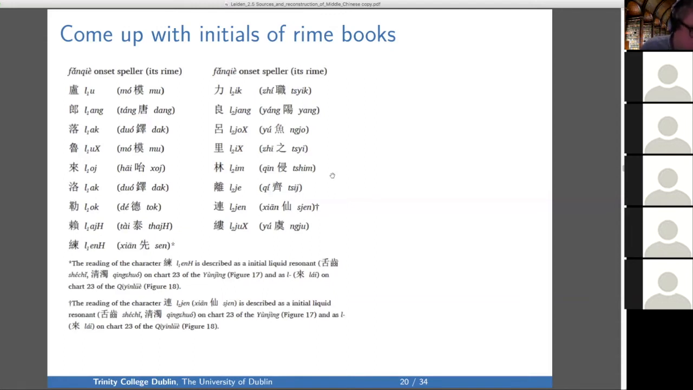So we try to look up the characters on the left in the rhyme tables, and we only find the last one. And then you look at the star, and it says that the Yunjing says this is an initial liquid resonant, and the Qieyun says that it has the so-called Lai initial.